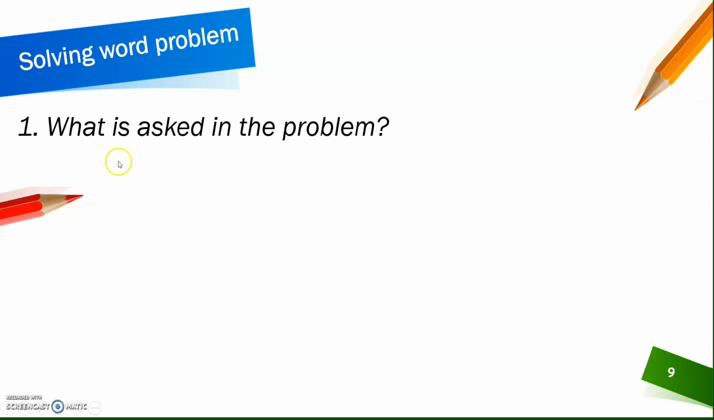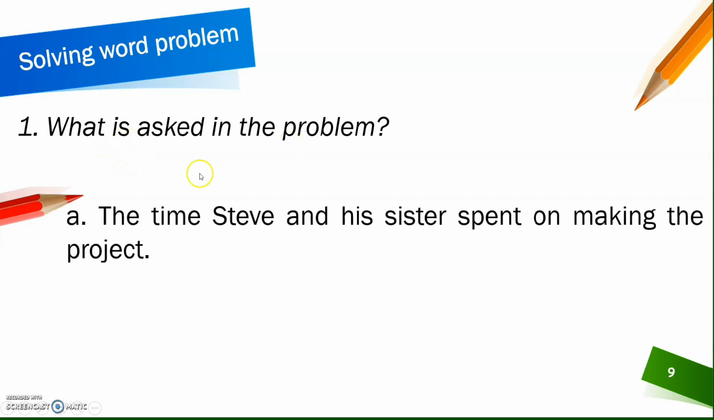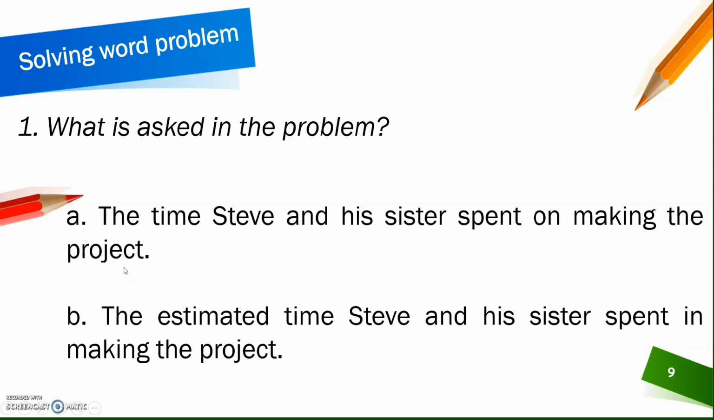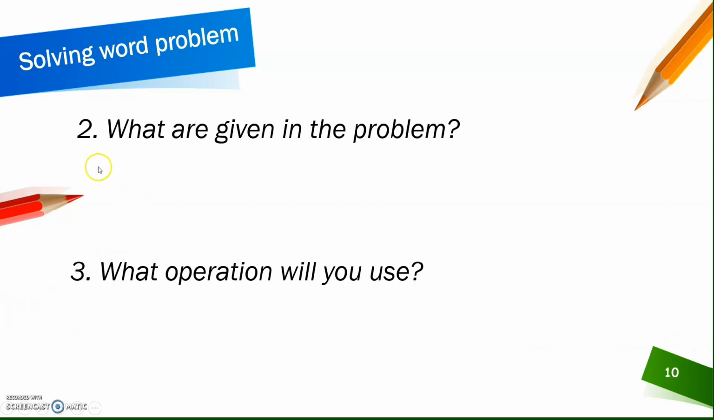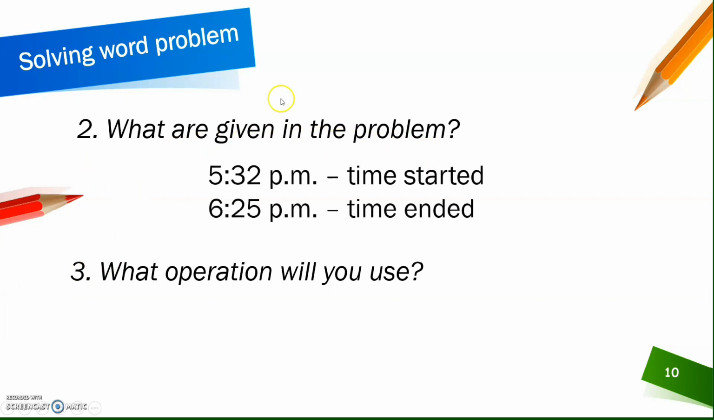Okay, for question number 1, what is asked in the problem? Okay, so the time Steve and his sister spent on making the project. And then letter B, the estimated time Steve and his sister spent in making the project. For question number 2, what are given in the problem? So we have 5:32 p.m., which is the time started, and 6:25 p.m., which is the time ended.